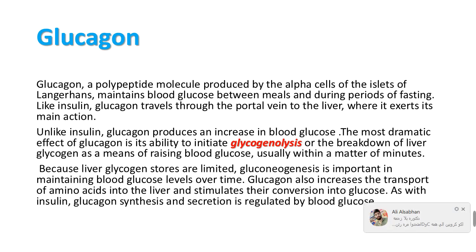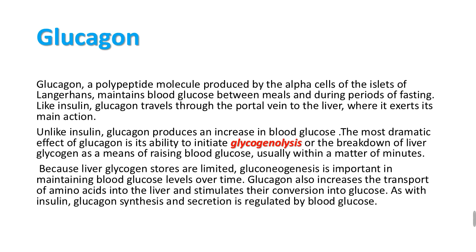Because liver glycogen stores are limited, the liver will need gluconeogenesis. Why? Because glycogen stored in the liver is limited. So gluconeogenesis is an important role in maintaining blood glucose level over time. Glucagon also increases the transport of amino acids into the liver and stimulates conversion of amino acids into glucose.